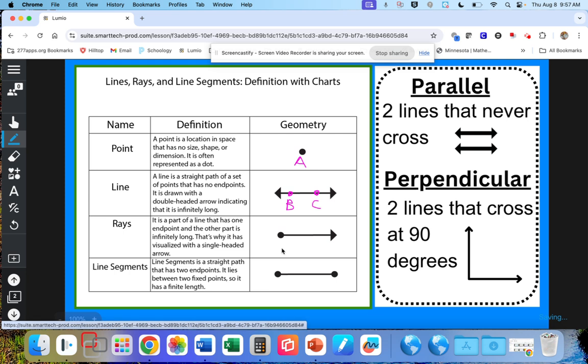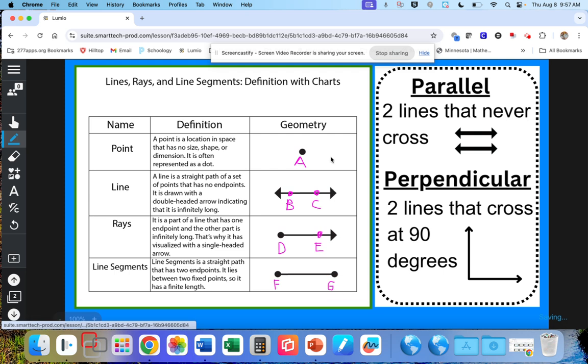The next one is a ray. A ray has a starting point, and it goes on forever through a second point. And the last one is a line segment. A line segment has a starting point and it has an ending point.